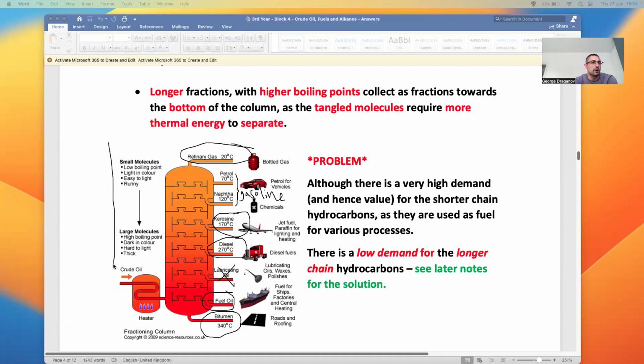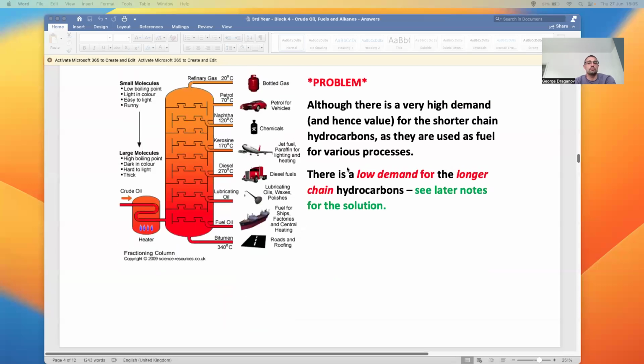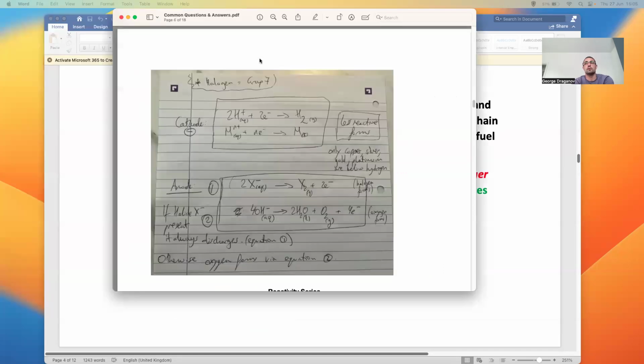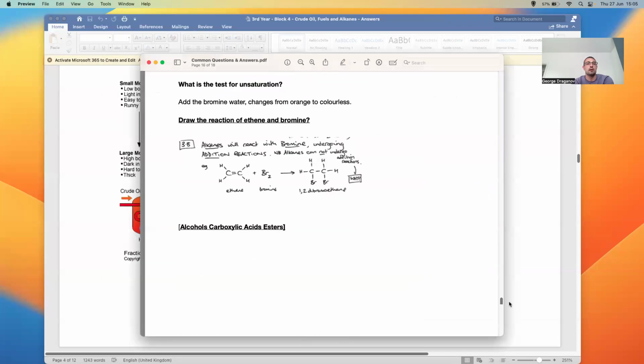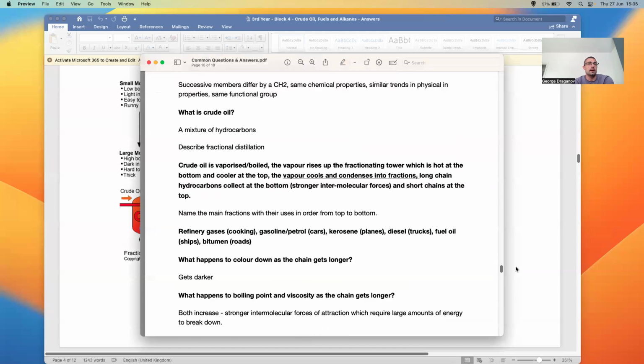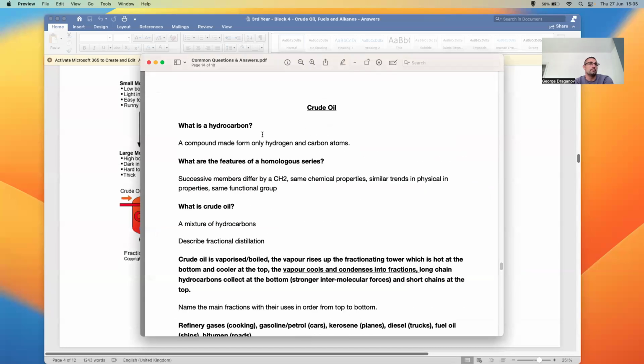So before I look at the trends, I'm just going to show you a very easy way to remember all of what I just said. The way to remember it is written in the short notes. Remember, I have these notes attached as well. So these are the common questions and answers notes that you have access to. They actually have all these key things written here. So what's a hydrocarbon? Here it says same chemical properties, similar trends in physical properties. These are all correctly taken from mark schemes. So these are the words you want to use. Now I'm going to show you how to remember this one in a simple way.